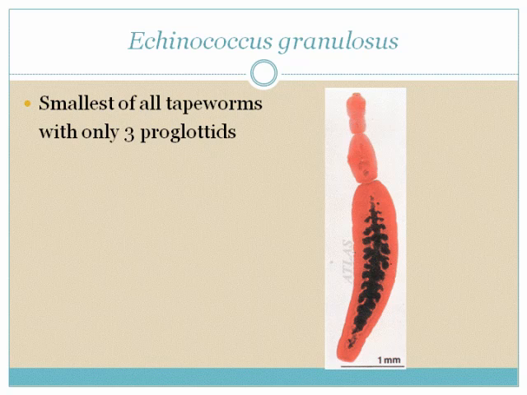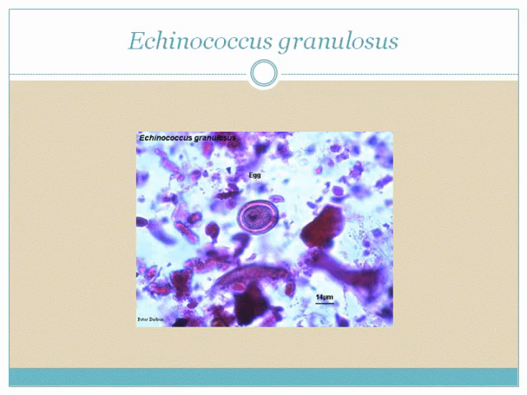Here we have Echinococcus granulosus. It's the smallest of all tapeworms. It only has 3 proglottids total, one here, and one here. The eggs are rarely recovered in humans, but if you do see them, they are Taenia-like eggs.